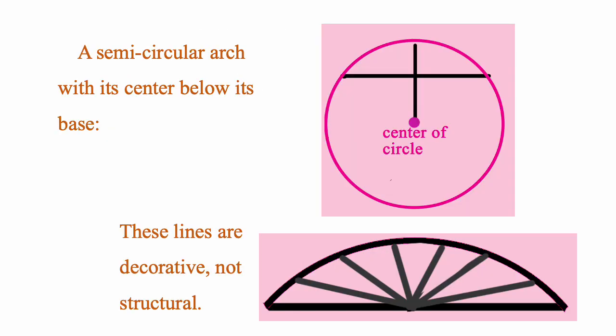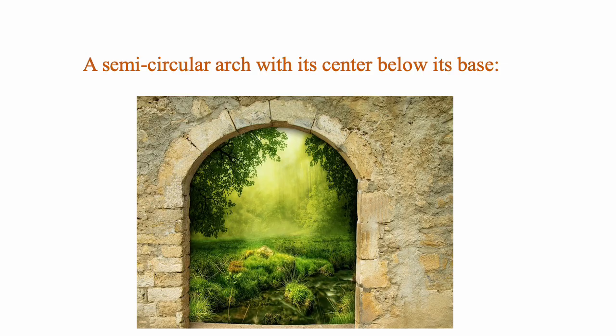This is the second type of semicircular arch, and this time the center of the circle is below the base of the arch. And you may have lines going to a pseudo-center here, but these lines are just decorative, not structural. This is an example of a semicircular arch with its center below its base. So here is the arch, and its base is where it stops curving. And the center of the circle is probably around here.